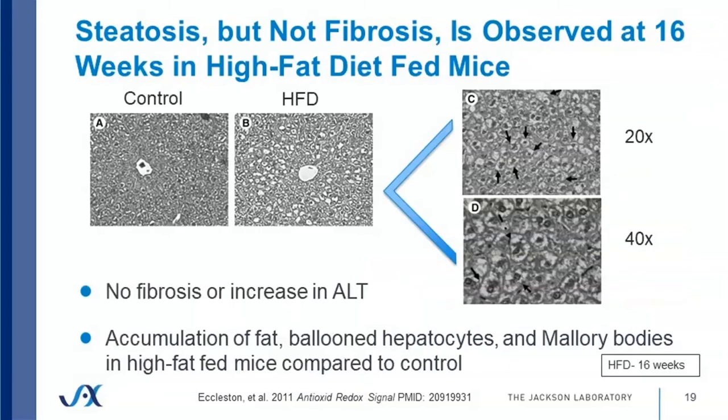They performed histopathology on the livers of these mice and were able to show that there is an increase in steatosis, as well as ballooned hepatocytes, shown here with the solid arrows, and Mallory bodies, with the dashed arrows, in the high-fat diet group compared to the control. This models non-alcoholic fatty liver disease really well. However, there is no increase in fibrosis or serum ALT levels. So while these mice have fatty liver disease, being on this high-fat diet for 16 weeks does not result in fibrosis, which is one of the hallmarks of NASH.